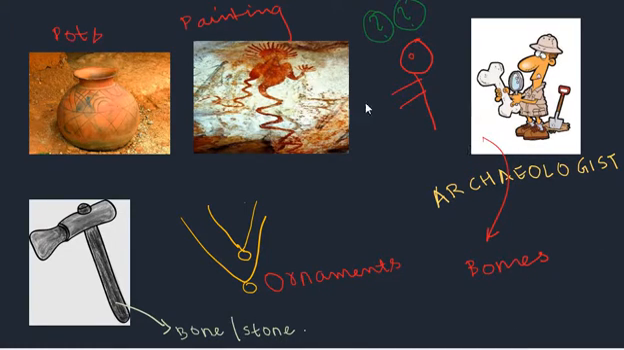So an archaeologist is a person who studies ancient old things like pots, paintings, tools used, then ornaments, then bones of birds and animals to understand human history.